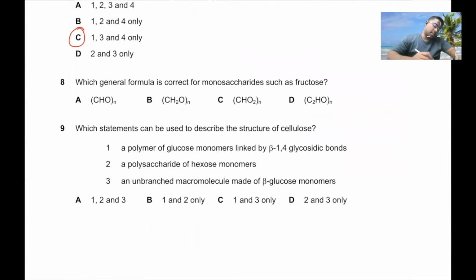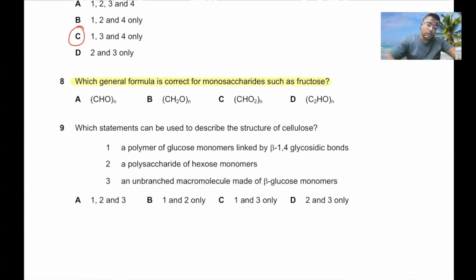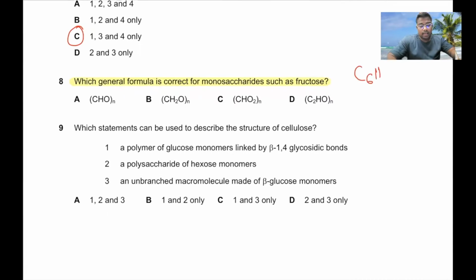Question number 8. Which general formula is correct for monosaccharides such as fructose? Fructose has C6H12O6 as a general formula. So obviously, if we shorten it, it will be CH2O. So CH2O, B will be the correct answer. 8B is the correct answer.